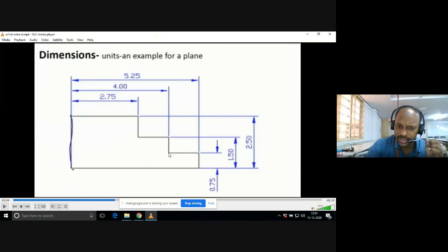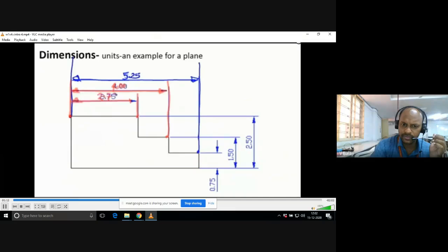Now, am I clear about these dimensions, how to mark on the drawing sheet? Yes, sir. I have taken a simple, small example. Here there are no circles. Now, if you see further, anyway, I'm just showing you, so that everything is explained to you.